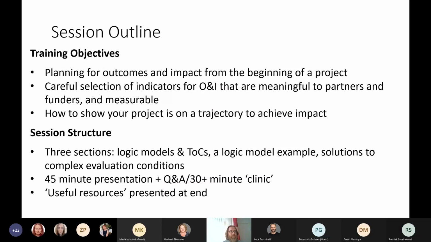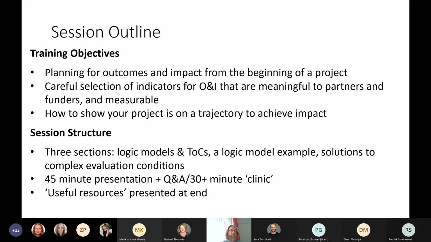As advertised, the objectives for today are around planning for outcomes and impact from the beginning of a project, the selection of indicators for measuring outcome and impact, and how to show your project is on a trajectory to achieve impact.